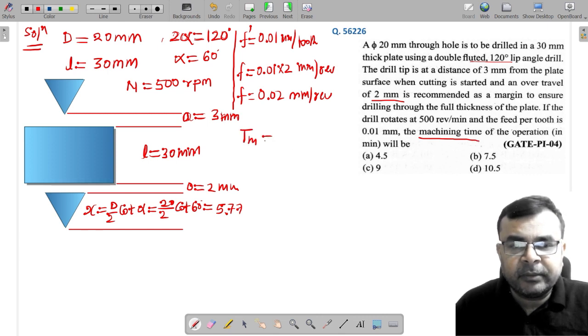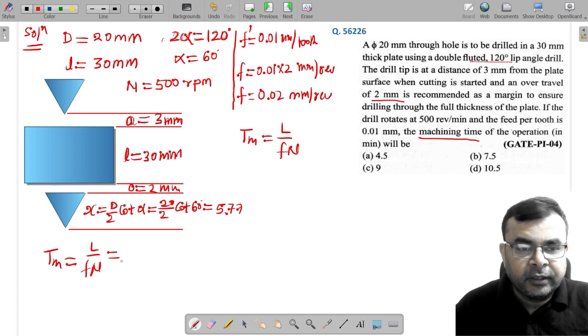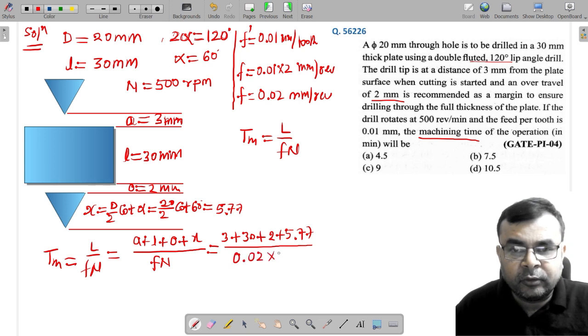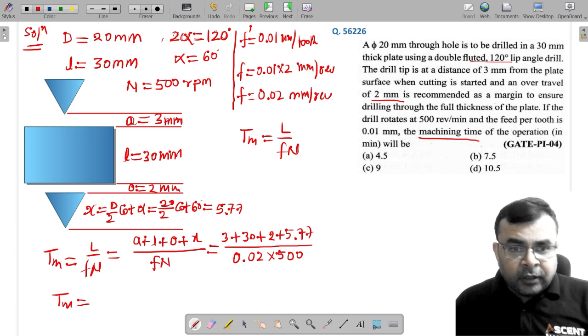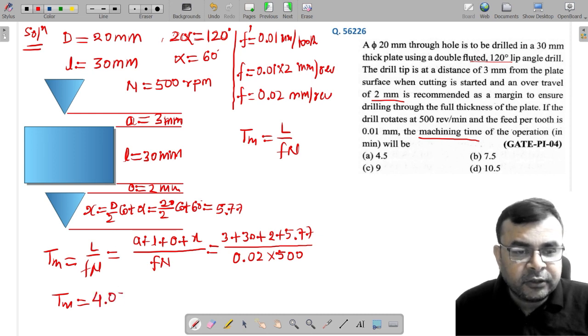As you know, the machining time is nothing but L by f N. So now if I put all the values in this expression, the length is nothing but the approach length plus small l plus over travel plus x, over f N. So now if I put these values here, this is 3 plus 30 plus 2 plus 5.77 over 0.02 into revolution, which is 500. And yes, here we need to find the time in minutes. So simply you calculate this value: 2 plus 30 plus 3 plus 5.77 divided by 0.02 divided by 500. After getting this, here I am getting 4.077 minute.